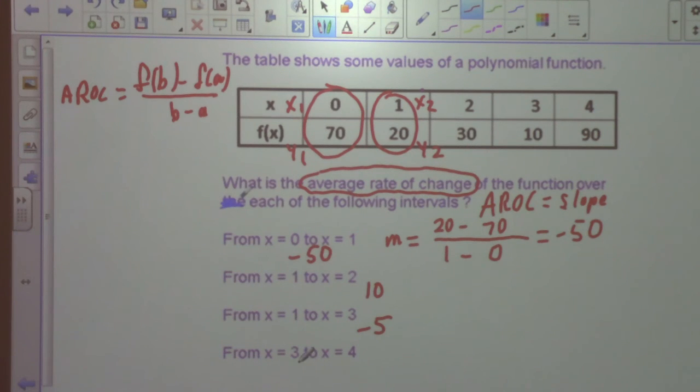Okay. And then lastly, from x equals 3 to x equals 4, you're going to have what? 80, right? And for this third one here, what you'd have is 10 minus 20 over 3 minus 1. So you're going to get -10 over 2, right? Which equals -5. So that's where this thing comes from. Right, any questions on those?